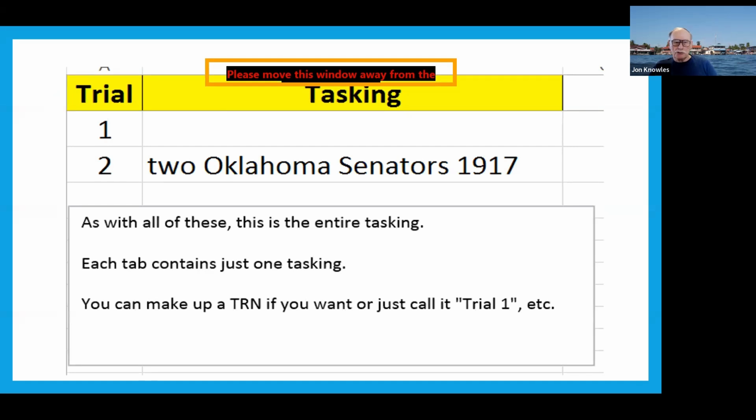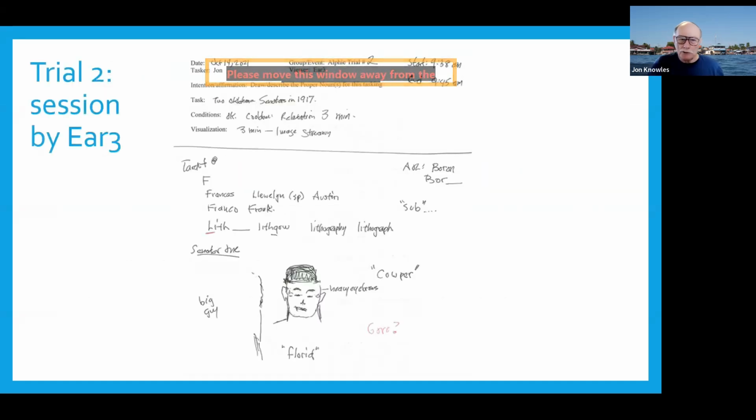Number 2 is 2 Oklahoma senators in 1917. As it turned out, this is the only one where I had a correct name. And Elisa, who I'll get to in a minute, had 2 correct names, and we'll look at her example. So this is my session. It was a 7-minute session, just a brief cool down, some image streaming. I decided to do some drawings to see if I could draw the people. I did that for about the first 5 or 6. I don't think that was particularly successful.